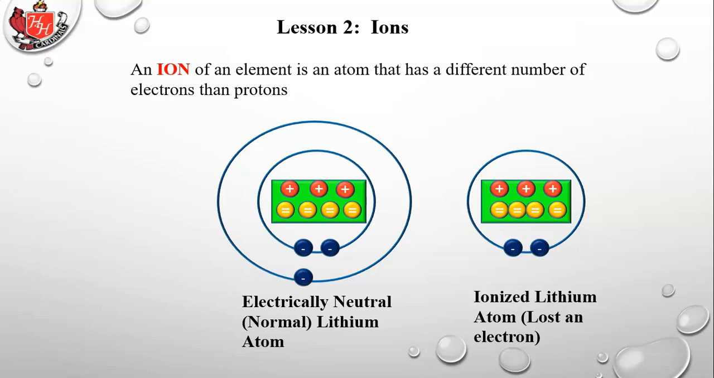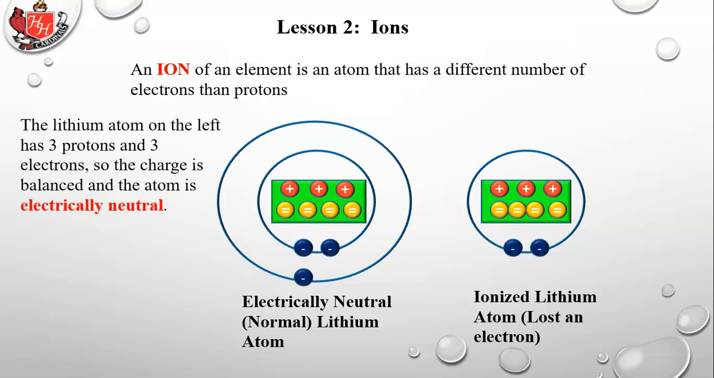Now, lithium can lose an electron, and we're going to talk about that in the next few lessons as to why and how that can happen. But if lithium loses an electron, it's said to be ionized. It becomes an ion. And you see that lithium on the right has a different number of protons than electrons. It has 3 protons. It has only 2 electrons. That means the overall charge of that ion is positive because it has 1 more positive charge than negative charge. So ion in general means a different number of protons than electrons.